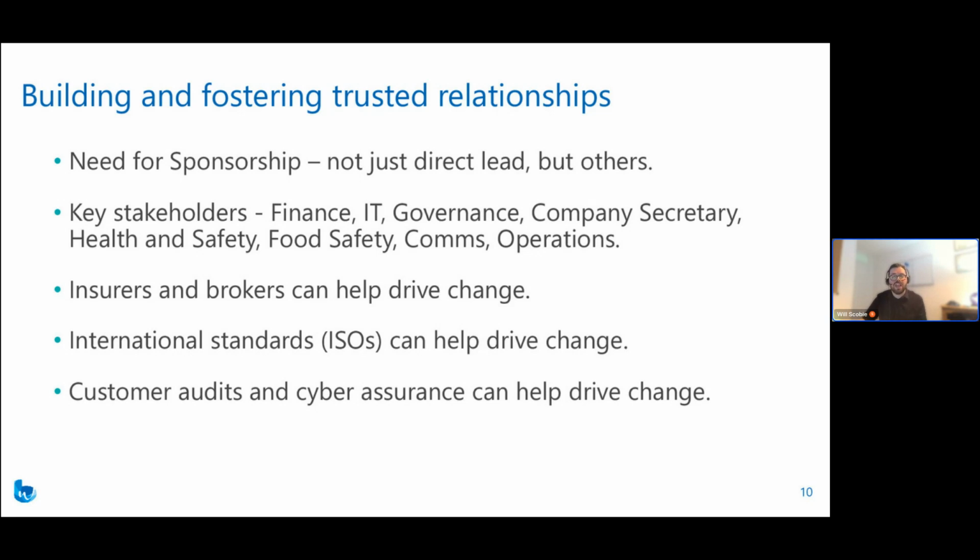International standards are the same. The British Standards Institute, the BSI, have included risk management in a lot more of their standards. So 9001 being an example of where risk management is now being captured. And it looks like they're doing the same with organisational resilience as well. So those international standards can also be a big driver in your organization.